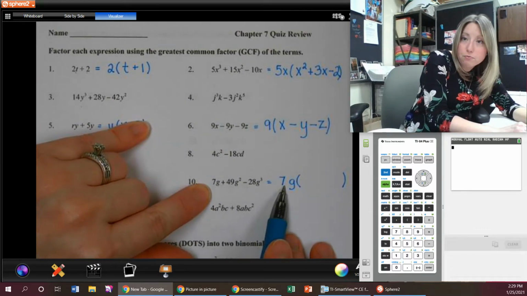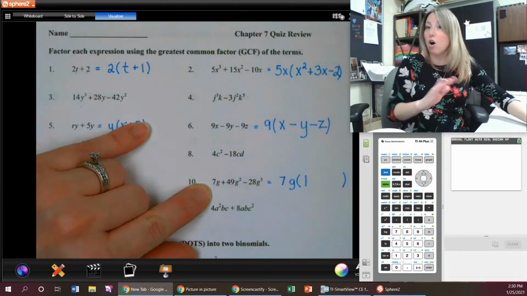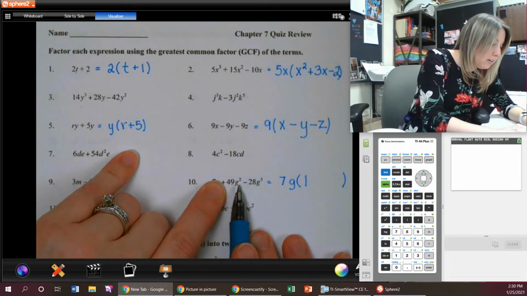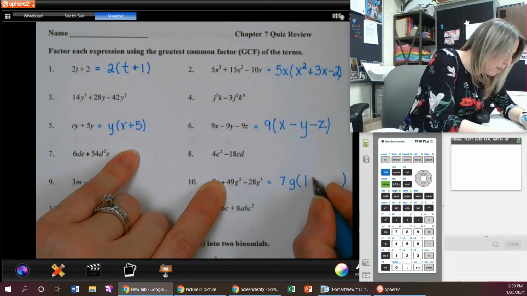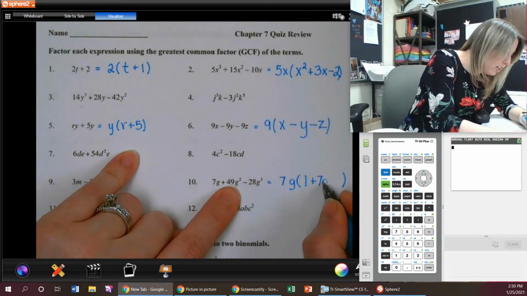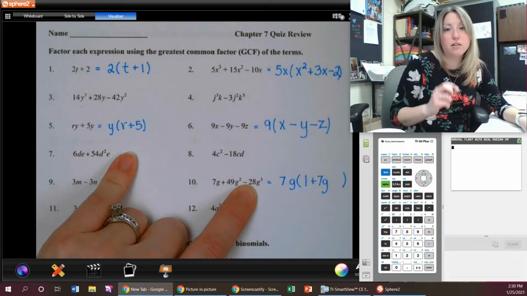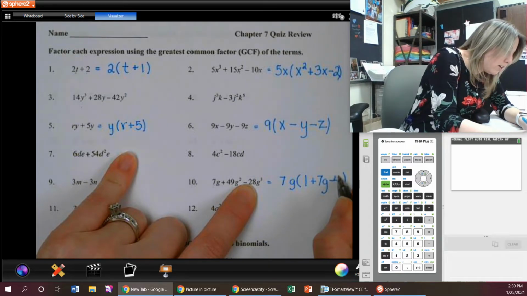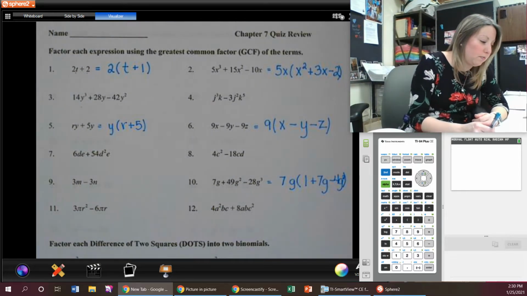7g divided by itself, any number divided by itself is 1. So we leave a positive 1 here. Always. Nothing's going to divide to give me 0. 49g squared divided by 7g. Well, 49 divided by 7 is positive 7. g squared divided by g is a g. Negative 28g cubed. Well, negative 28 divided by 7 is negative 4. g cubed divided by g is g squared. Negative 4g squared is left back there.